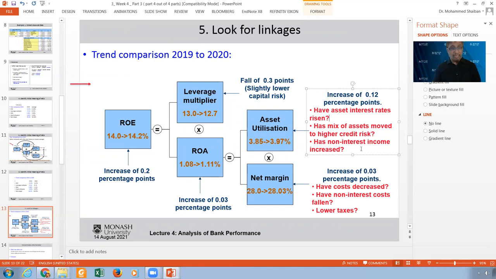Or maybe has non-interest income increased. Maybe it's from trading, or from the loans, or maybe we moved, as I told you, to a different stage of operations where we take more risk and achieve more returns. Now, the net profit margin has actually decreased. So have the costs actually decreased? Have non-interest costs fallen? Or is it because of low taxes? These are very nice, and legitimate, questions.